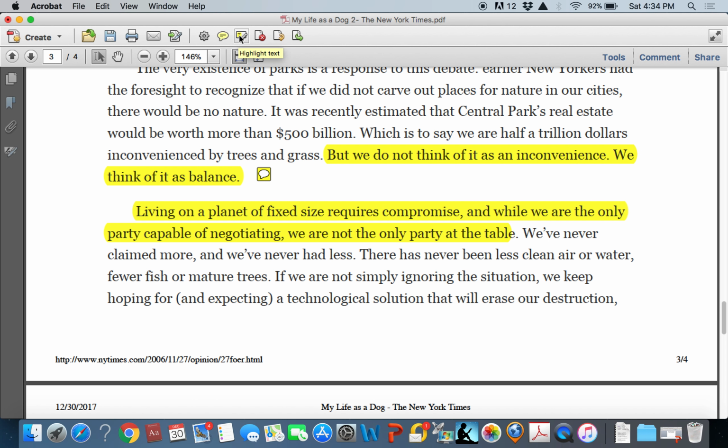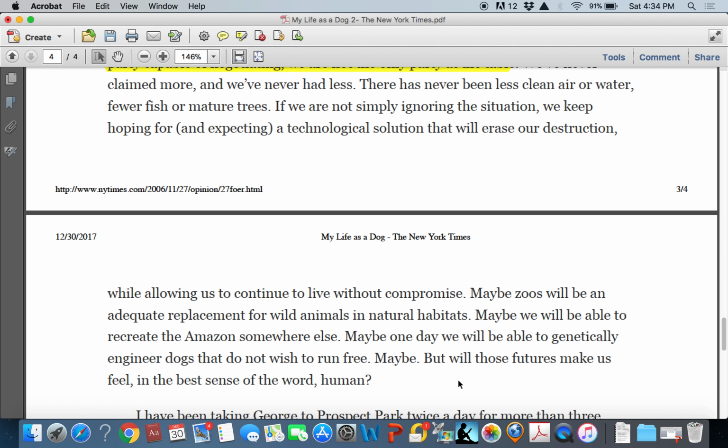We have never claimed more, and we've never had less. There has never been less clean air or water, fewer fish, or mature trees. If we are not simply ignoring the situation, we keep hoping for and expecting a technological solution that will erase our destruction, while allowing us to continue to live without compromise. Maybe zoos will be an adequate replacement for wild animals in natural habitats. Maybe we will be able to recreate the Amazon somewhere else. Maybe one day we will be able to genetically engineer dogs that do not wish to run free. Maybe. But will those futures make us feel, in the best sense of the word, human?